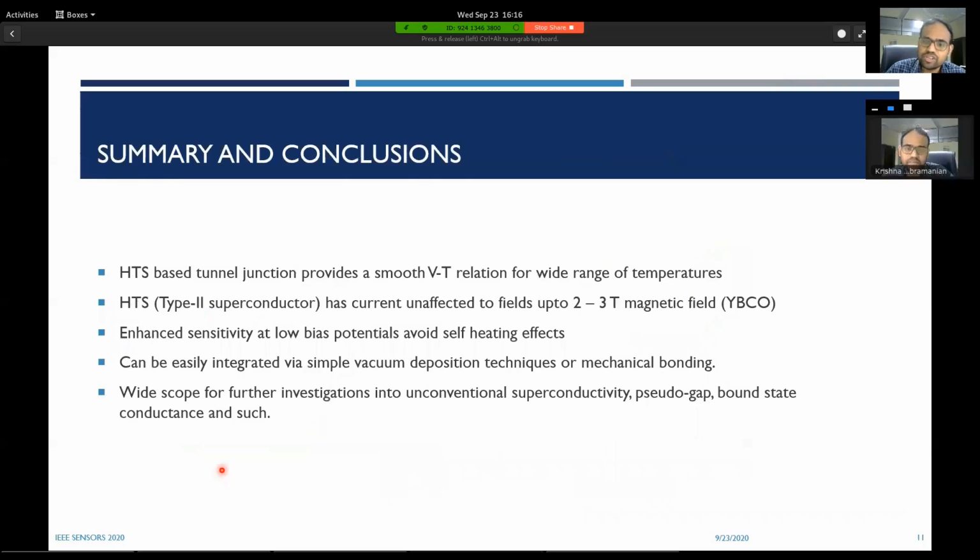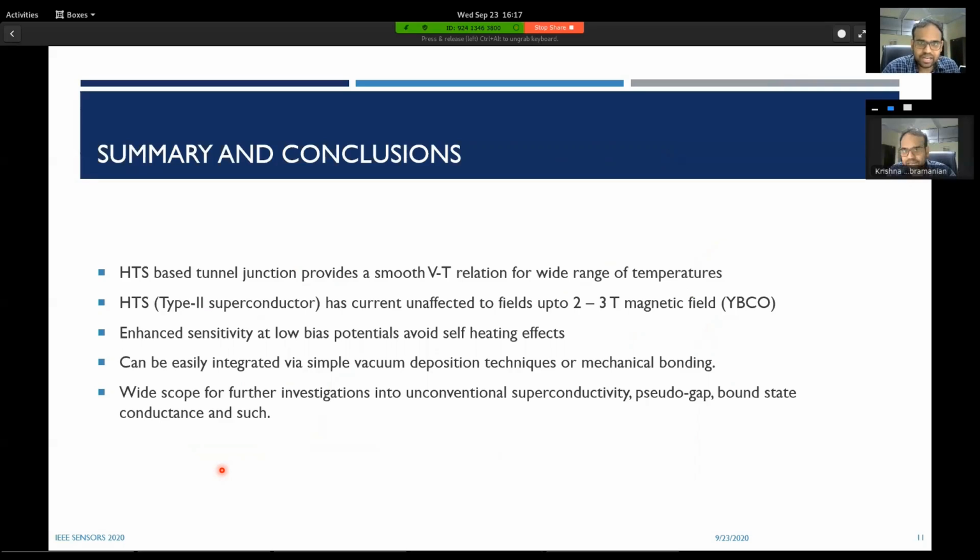So in summary, we show that the HTS based tunnel junction provides a smooth voltage temperature relationship over a wide range of temperatures. It is unaffected by a magnetic field. Typically, let's say IPCO has unaffected currents for up to 2 to 3 Tesla, which is a very high magnetic field. It has enhanced sensitivity at low bias potentials, as we saw before, and because it can operate at low bias potential, it has low self-heating effects.